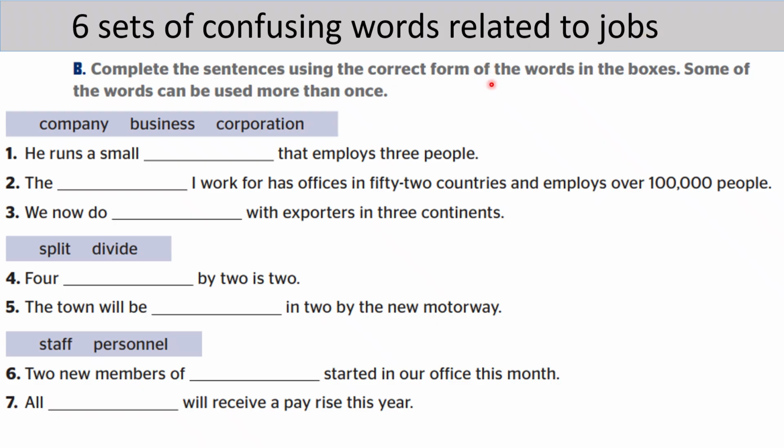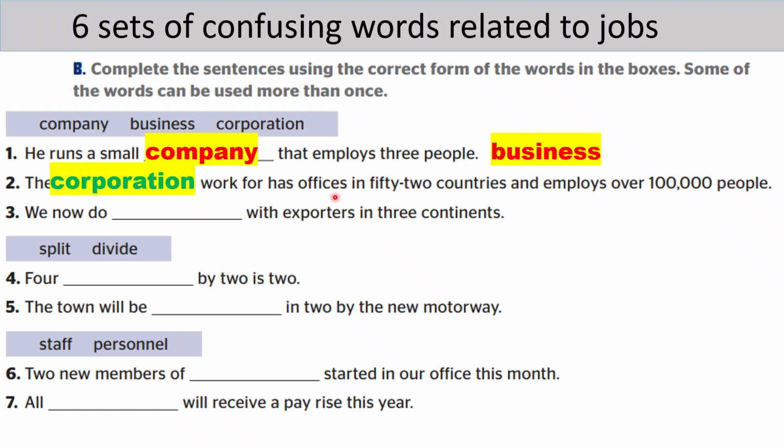We are still in Unit 1, but Lesson 2. The first set of confusing words were a company, business, and corporation. All of them mainly are about companies, but it's about the size of the company. So when I say small, normally it goes with company or business. When I say it has offices in 52 countries or in many countries, normally we say corporation, but we can also use business or company. But corporation is the best answer.